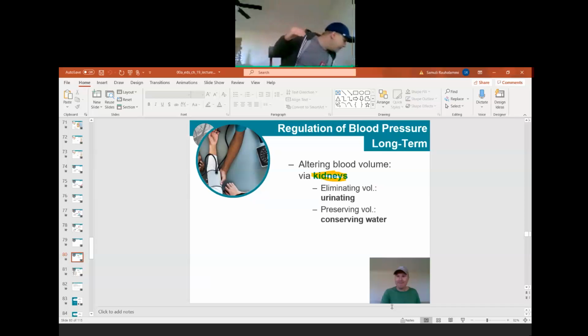The other option would be if you have too low blood pressure. So in that case, we would want to conserve water so we don't get rid of any water. We maintain the little water that we have in the blood. So that way we're able to preserve the blood pressure if it's too low.